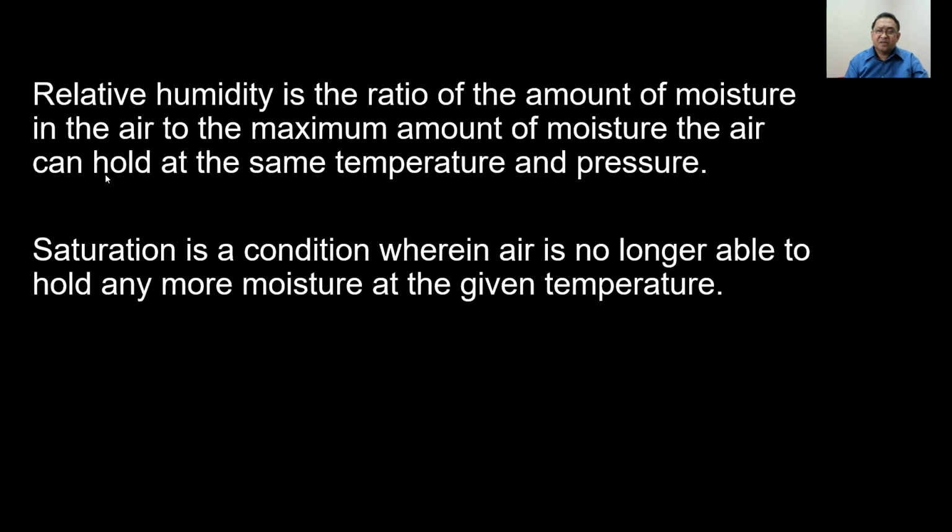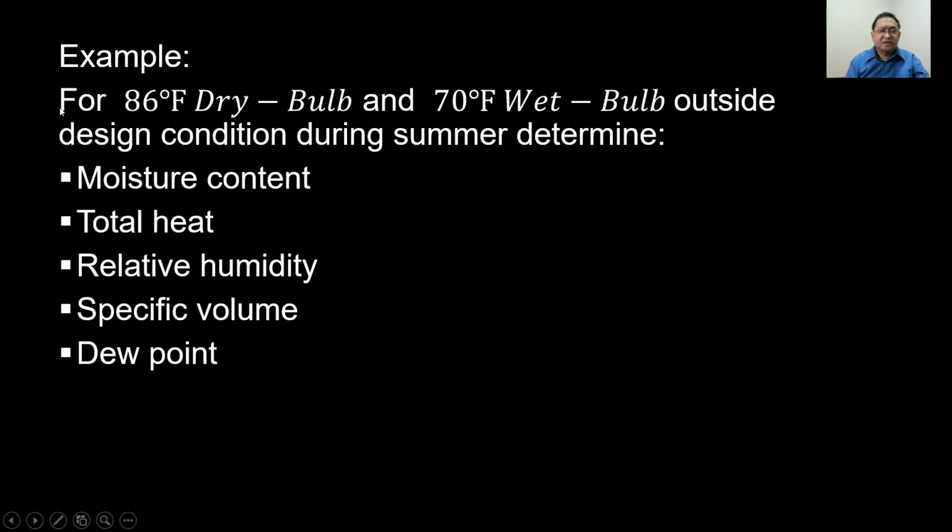Relative humidity is the ratio of the amount of moisture in the air to the maximum amount of moisture that the air can hold at the same temperature and pressure. Saturation is a condition wherein air is no longer able to hold any more moisture at the given temperature. So for example, we have 86 Fahrenheit dry bulb and 70 Fahrenheit wet bulb outside design condition during summer. We determine, number one, the moisture content, the total heat, the relative humidity, the specific volume, and the dew point.